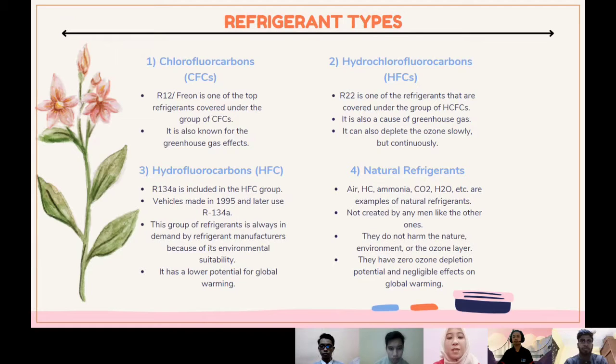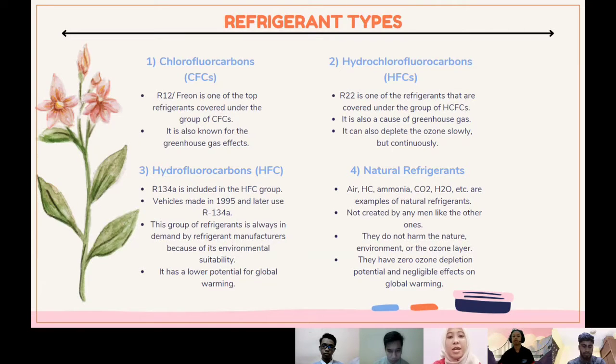Okay, I will explain about refrigerant types. There are four types of refrigerant. The first one is chlorofluorocarbon. One example is R12, also called Freon, and this is also known for the greenhouse gas effect. The second one is hydrochlorofluorocarbon, and one example is R22. This kind of refrigerant also causes greenhouse gas, and it can deplete the ozone slowly but continuously.